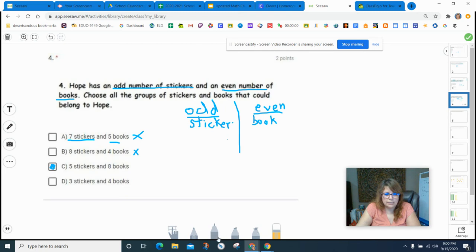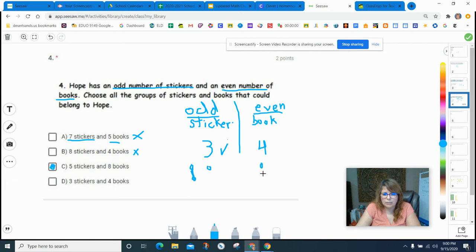So now my next one is 3 stickers. I'm going to put 3 here. And remember, I need it to be odd. And 4 books. And I need the 4 to be an even. So let me draw my picture. 1, 2, and 3. This is a pair, and this one does not have a pair, so it is odd. So that's a check mark.